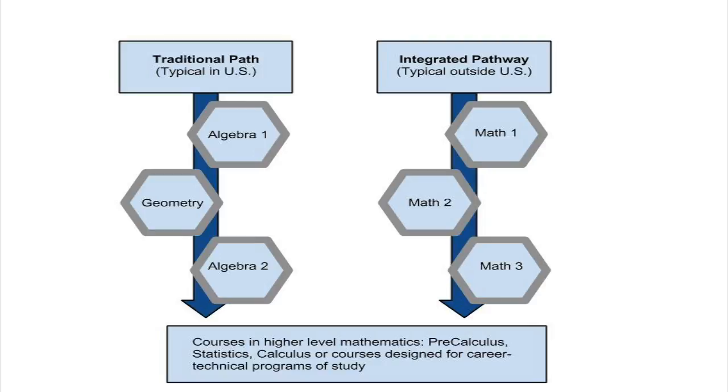The integrated pathway has been adopted in several U.S. states, including New York and Montana, and New Hampshire districts, including Bow, Sauhegan, and Lisbon. The integrated pathway consists of a sequence of 3 courses, each of which includes numbers and operations, algebra, geometry, probability, and statistics. Ultimately, both of these pathways will prepare students for training after high school, coursework after high school, and coursework in higher level mathematics like pre-calculus, calculus, and statistics.